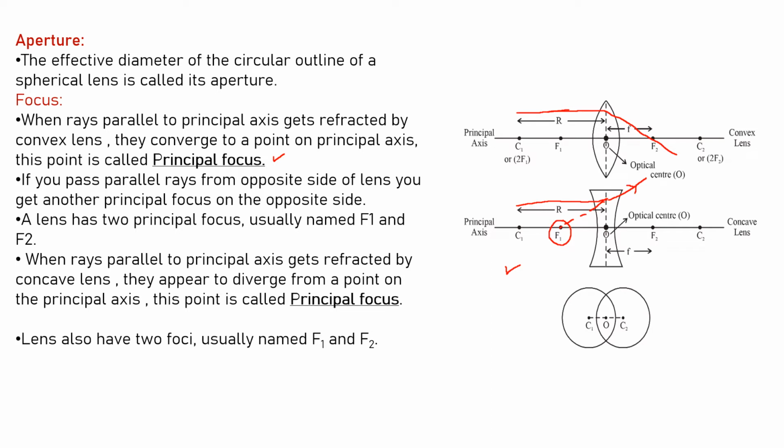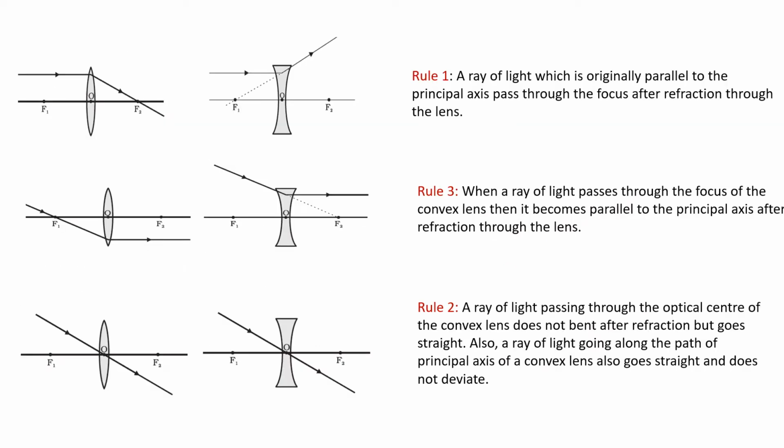As you have seen here, not to get confused, this is right and this is left. On my right hand side I am getting a principal focus in the case of convex lenses, and on my left hand side I am getting a principal focus in the case of concave lenses. So these points you should remember. Let's see the different rules for lenses, convex lenses and concave lenses.